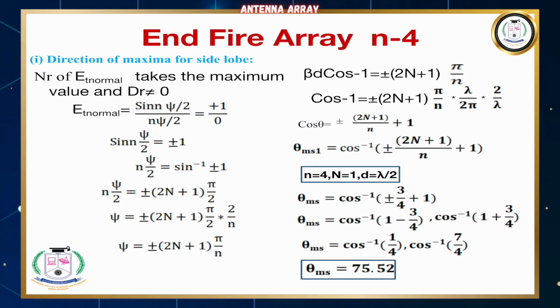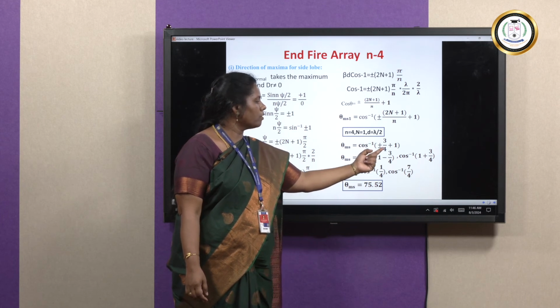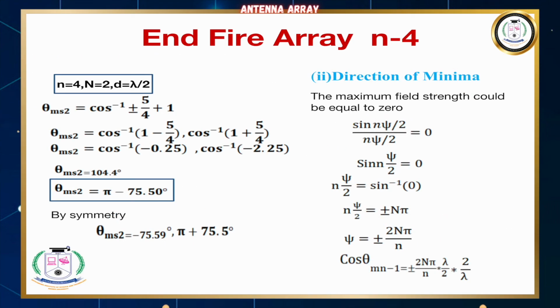capital N equal to 1, d equal to lambda by 2, and substituting this in cos inverse, plus or minus 3 by 4, 1 minus 3 by 4, 1 plus 3 by 4, we will get the angle as 75.52 degree.